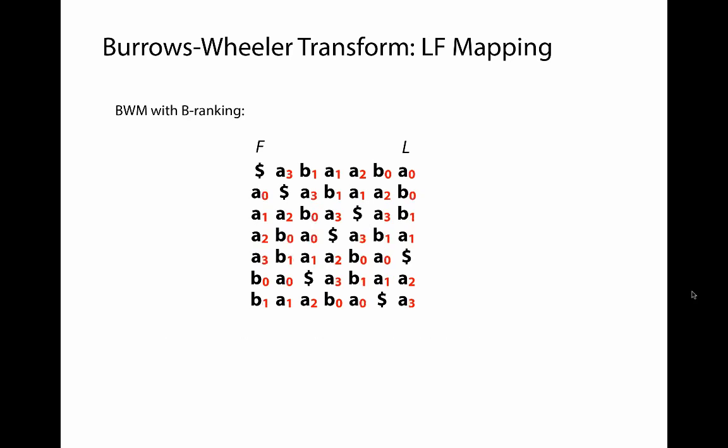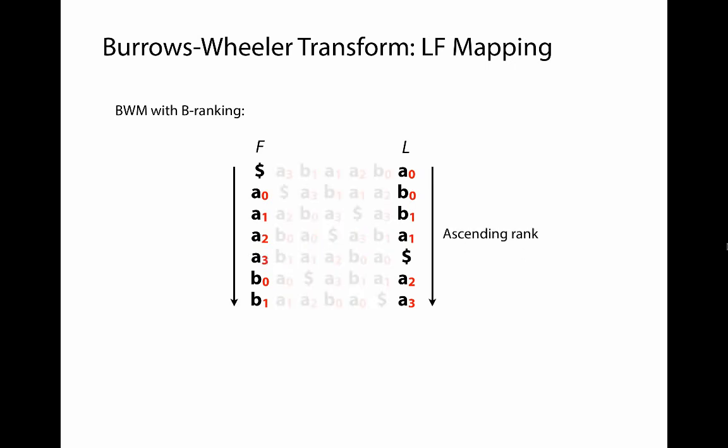So let's define a new ranking that does this. This is called the B ranking. This is a new ranking, and you can see it does have that property. Basically, that's how I assigned ranks, so that this would be the case. If we just look down the last column, we see A sub 0 before A sub 1, before A sub 2, before A sub 3. And then, of course, by the LF mapping property, we see them in the same relative order in the first column, too. Ascending rank as we go down.